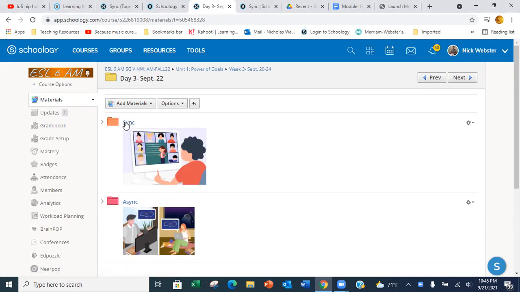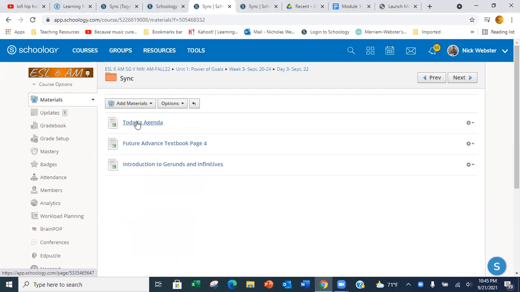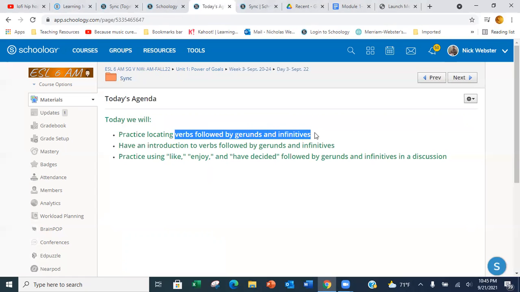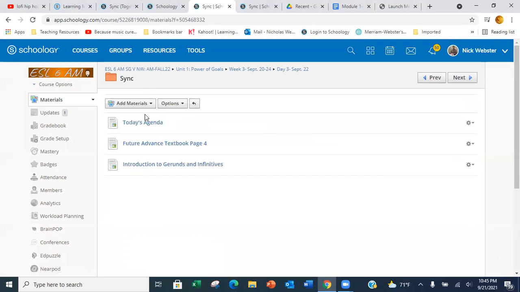And we will start by looking at the sync folder. So here's the agenda for the sync session. We're going to practice locating verbs followed by gerunds and infinitives. We will have an introduction to verbs followed by gerunds and infinitives. And we will practice using like, enjoy, and have decided, followed by gerunds and infinitives in a discussion. So as you can see, verbs followed by gerunds and infinitives will be our new grammar topic for today.